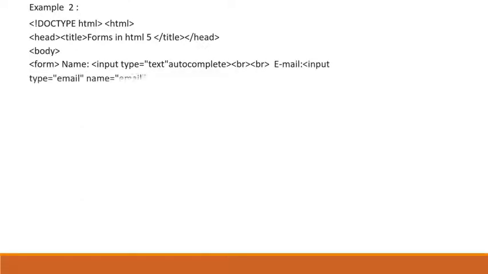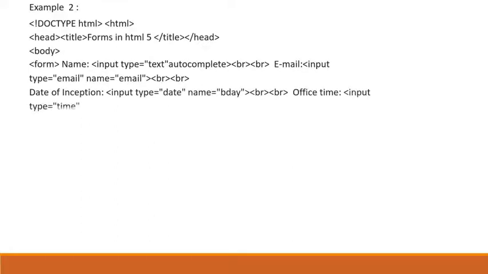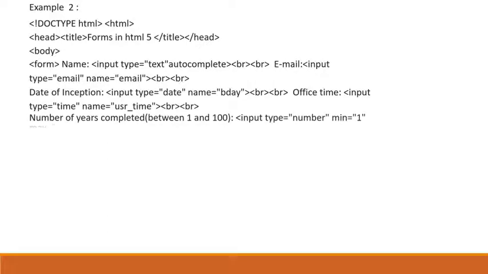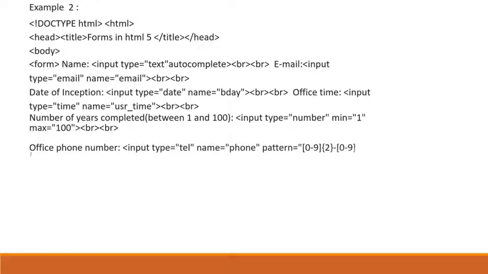Now example number 2. Just go through the example. Here doctype HTML, head, title, forms in HTML5, slash title, slash head, body. A text control is given with autocomplete. Then the date of inception is given with the control type date. Time is given with the time control. Number of years completed is given with the control type number, where minimum and maximum numbers are given.